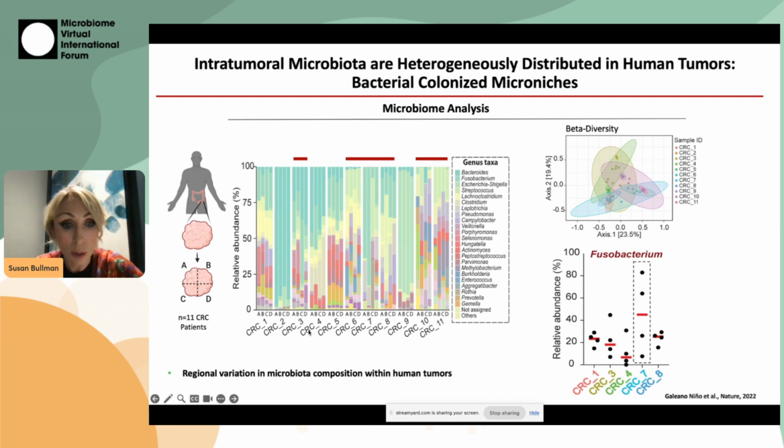So for example, if you look at patient colorectal cancer 7, and we look at Fusobacterium's relative abundance, we can see that it ranges all the way from about 5% relative abundance to over 80% relative abundance, depending on what piece of the tumor tissue that you've taken. So what this tells us is that there's regional variation in microbial distribution within a patient's tumor.